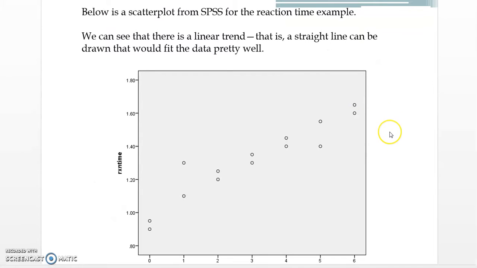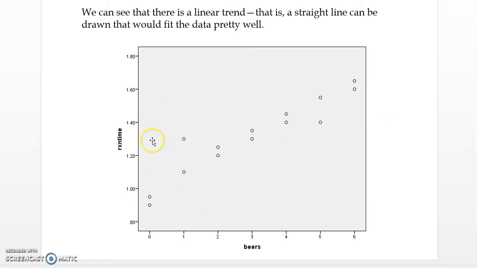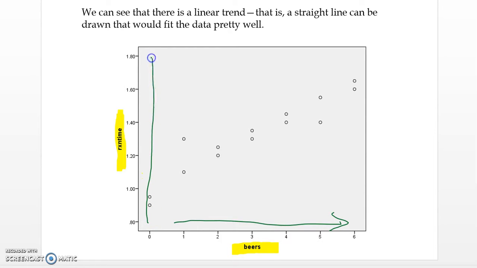If we use SPSS to construct a scatter plot, this is what you're going to see as the output. On the x-axis is the number of beers. On the y-axis is the corresponding reaction time. Let's see the relationship between these two variables. Basically, we can see that the trend is going upwards, right? As the number of beers increases, going from left to right, my dots are also increasing. The reaction times are also increasing.